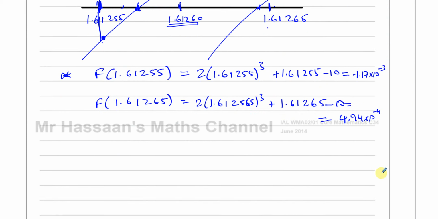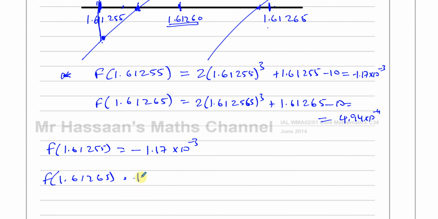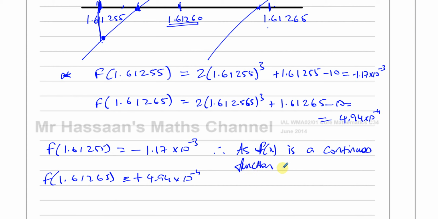So we can see that f(1.61255) gave us negative 1.17 times 10 to the power of minus 3, and f(1.61265) gave us positive 4.94 times 10 to the power of minus 4. So we can say, therefore, as f(x) is a continuous function. It's always good to write that. Continuous function, there's no breaks in it.